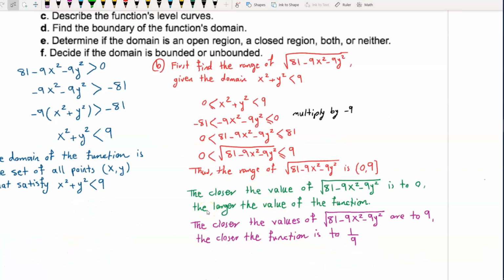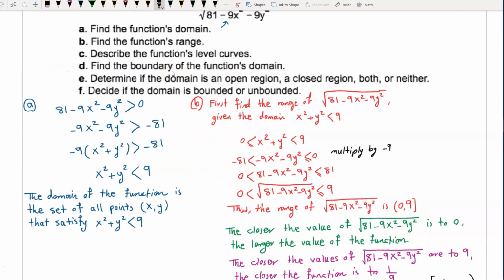So the closer the value of the square root of 81 minus 9x squared minus 9y squared is to 0, meaning that if our denominator was close to 0, the larger the value of the function. And the closer the values of the square root of 81 minus 9x squared minus 9y squared are to 9, that means our function is closer to 1 over 9. So the range of the function is bracket 1 over 9, comma, infinity.